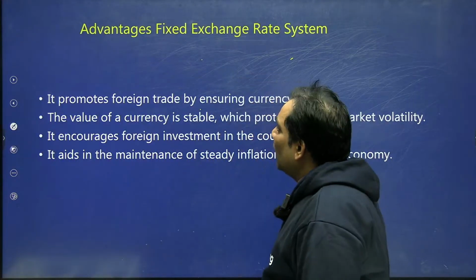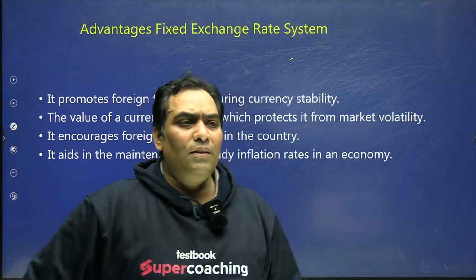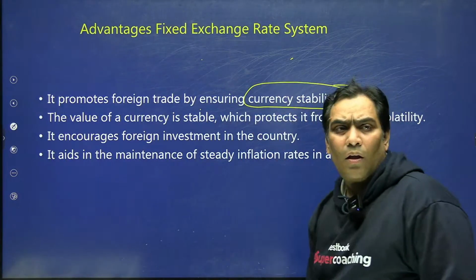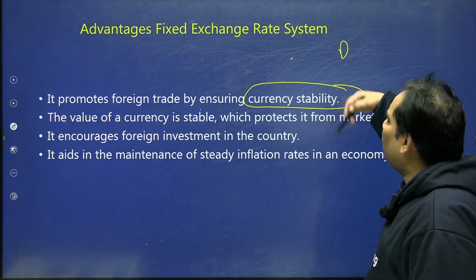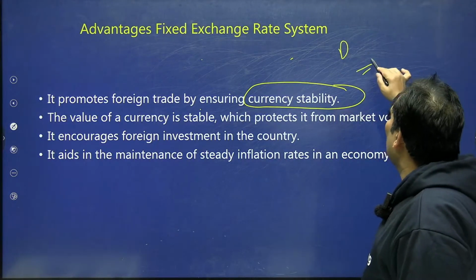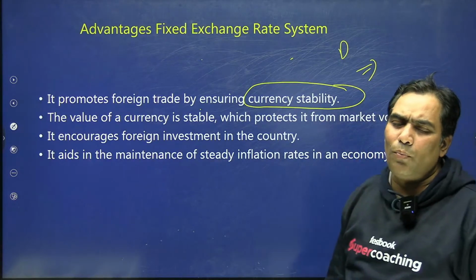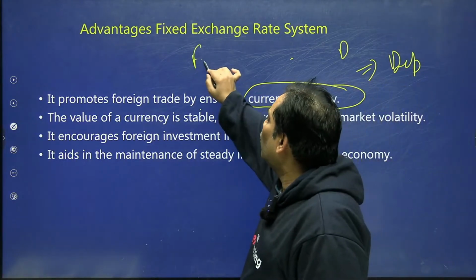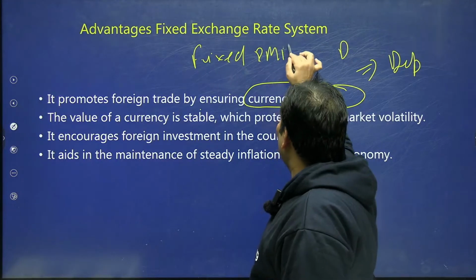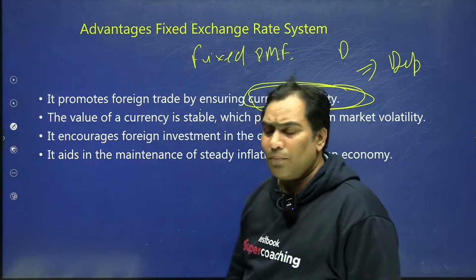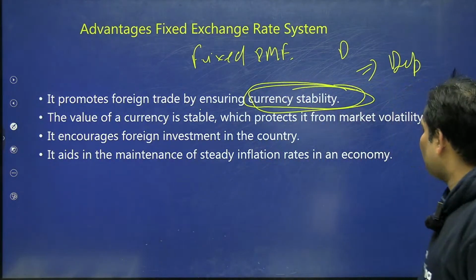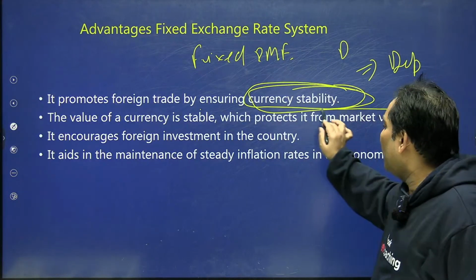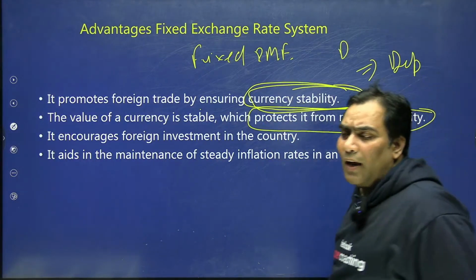Okay. So the thing is, we are going to discuss the advantages. The advantages are going to be stability, currency stability. Because under the flexible system, the value is going to be determined by market forces, so there can be depreciation or appreciation, but under the fixed system, it is going to be fixed by the IMF. So there is going to be stability in the value of currency, and there will not be any volatility in the market.